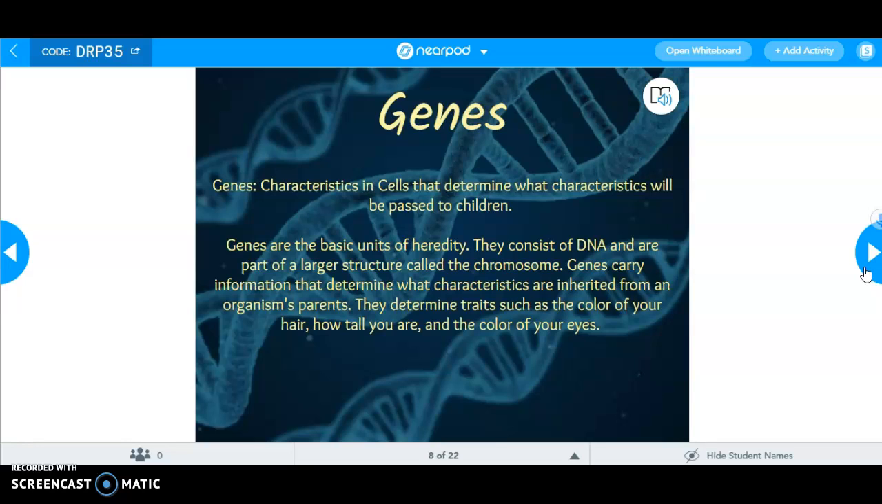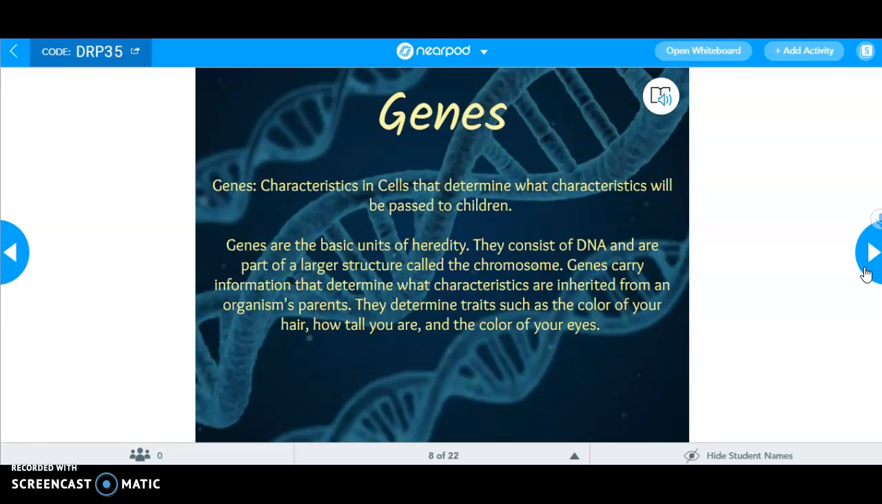They are the basic units of heredity. They are basically like getting a giant Lego set. And when you open up the Lego set, what's the basic unit? All of the Legos. And then you have instructions on how to put those Legos together, and they form very specific things. We have DNA and chromosomes in there.